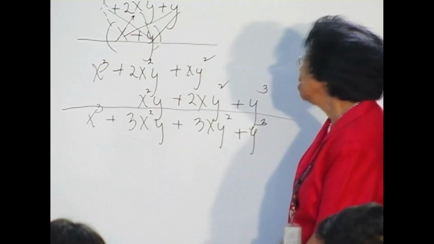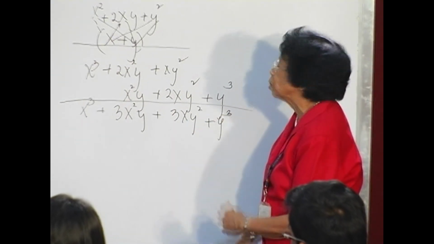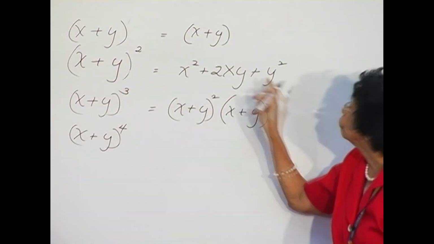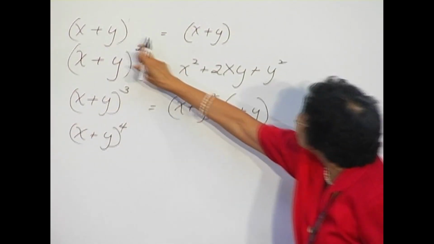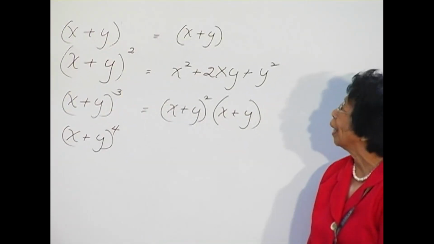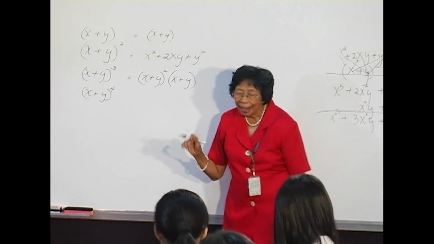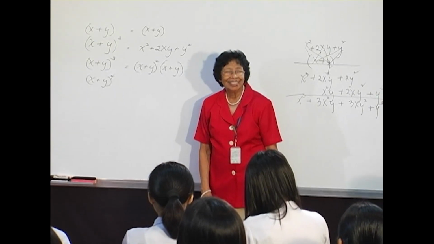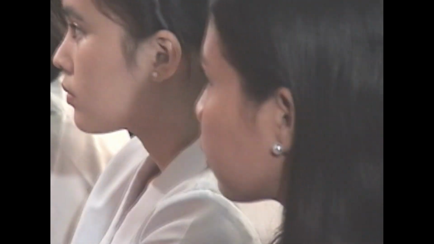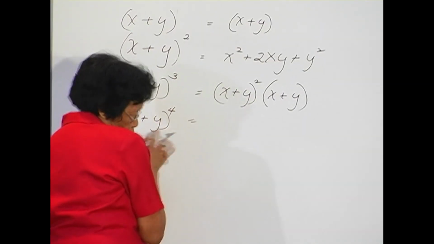So now, how many terms does the expansion have? 4 terms. Right. How many terms does the expansion of this have? 3 terms. And the expansion of this? 2 terms. Okay, now, is there a relationship between the expanded form and the power? Yes. What is that relationship? Alright, what will you expect as the number of terms here? 5. 5 terms. We'll find out how the terms will be.